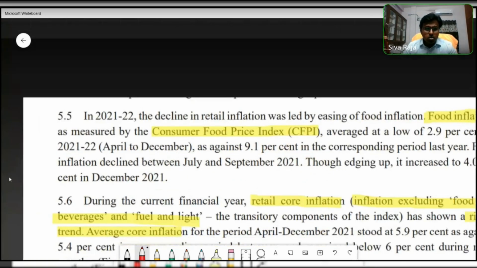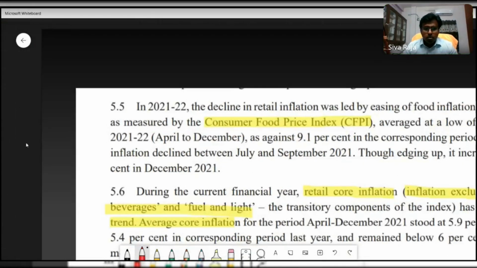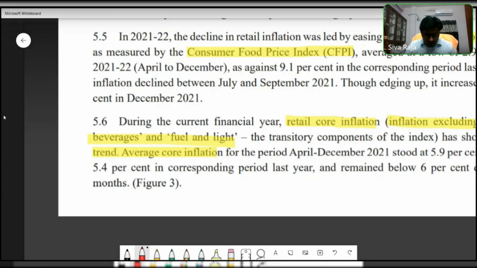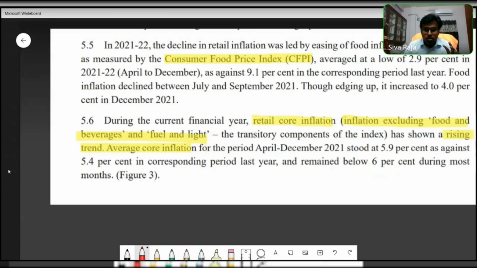So what is CPI called? It is called the retail inflation, consumer price index. Consumer price index is called the retail. WPI is wholesale, simple.